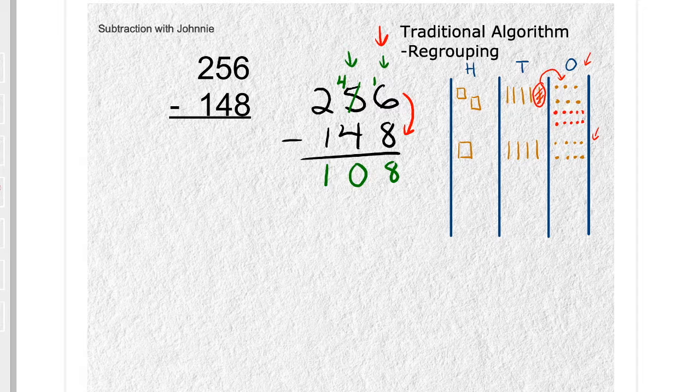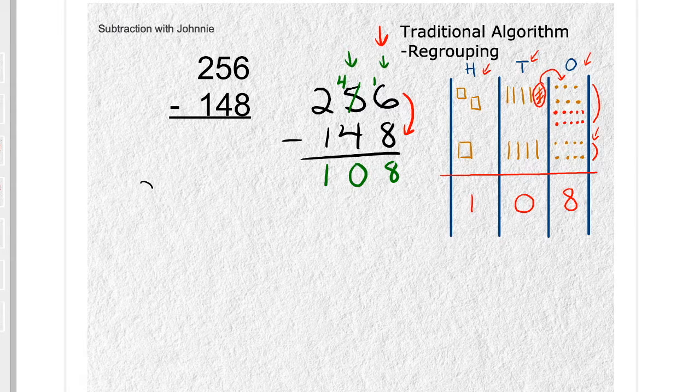Now we can ask the question again. Can this lot of ones take away this lot of ones? And it can. 16 ones minus 8 ones will give us 8. And if we look in the tens column, 4 tens minus 4 tens will leave us with no tens. And in the hundreds column, 2 hundreds minus 1 hundred leaves us with 1 hundred. The base 10 blocks are a great way to introduce this algorithm and help us think about regrouping and subtraction. But there's another way to think about it.